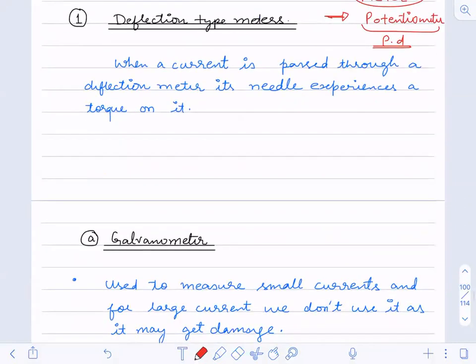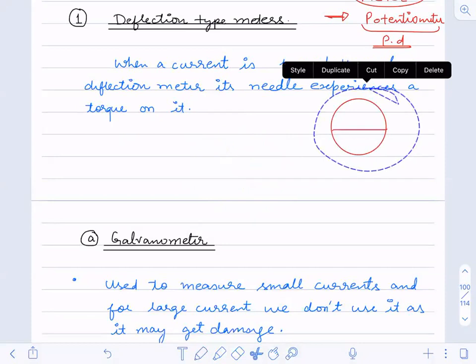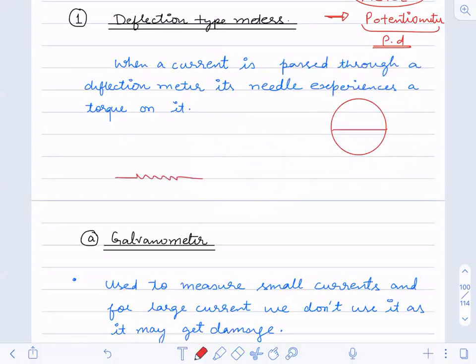Now, deflection type meters: when a current is passed through the deflection meter, its needle experiences torque. What we are trying to say is that suppose this is an ammeter and there is a circuit like this, and I tell you that 5 ampere of current is passing through it.